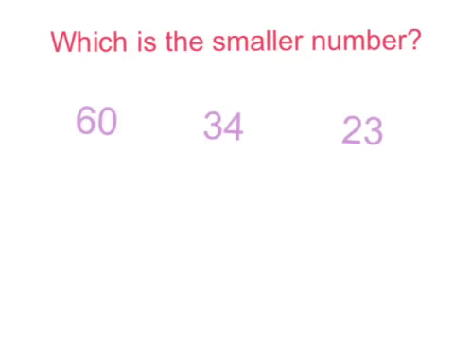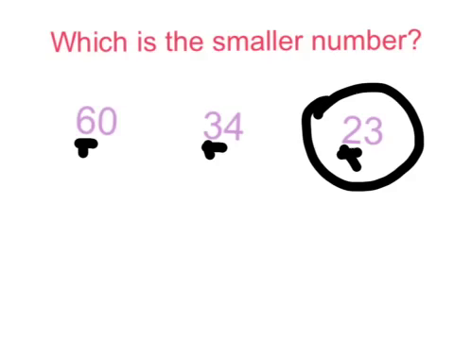Now let's apply that the other way to figure out which number is the smaller number. So the numbers I have are 60, 34 and 23. Again, remember when we're working with two-digit numbers, we look at the number in the tens column to help us figure it out. We're looking, remember, for the smaller number this time. So in this number there's 6 tens, in this number there's 3 tens, and in this number there's 2 tens. So which one of those is smaller? Is it 6, 3, or 2? 2. So 23 is our smaller number. This number has less value than the others.